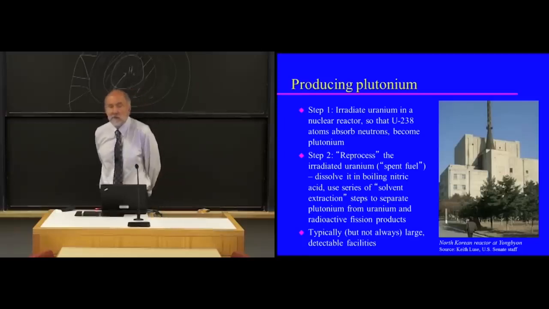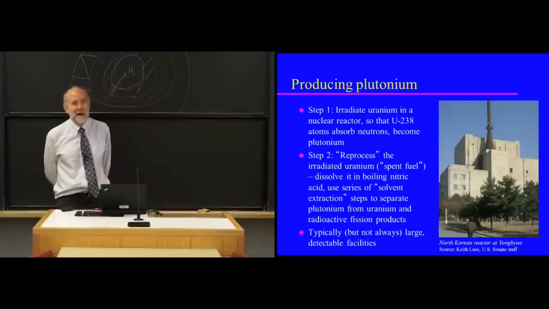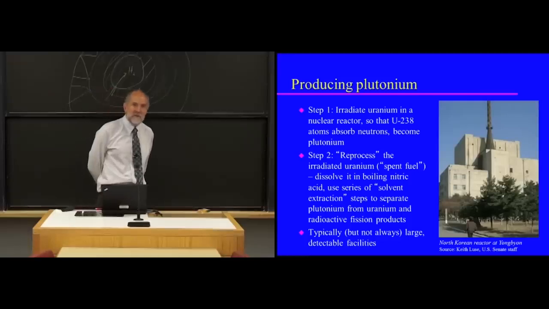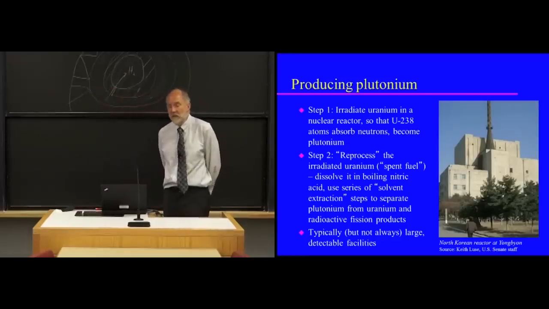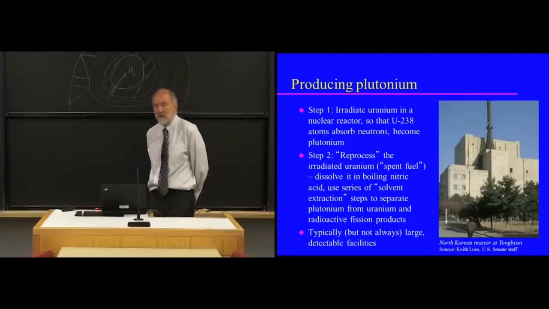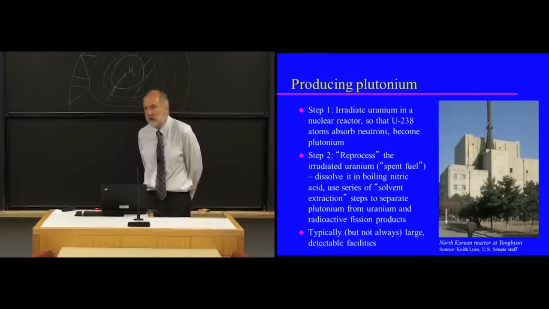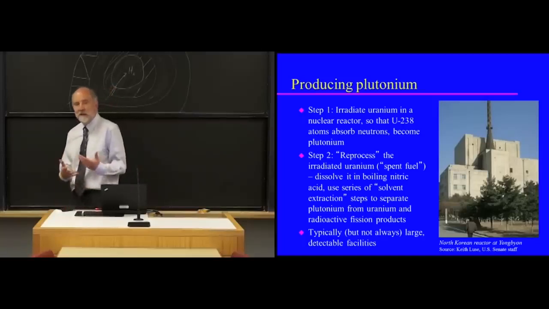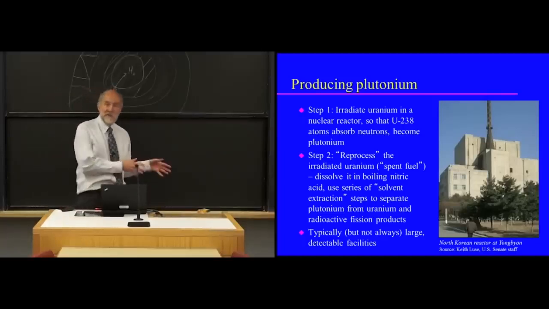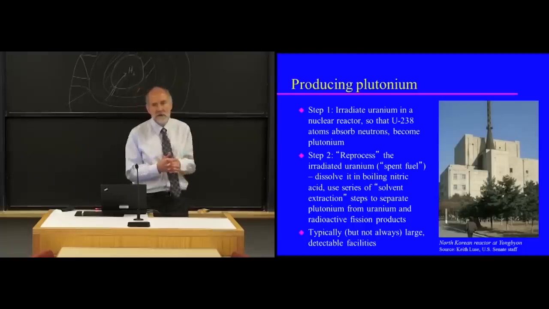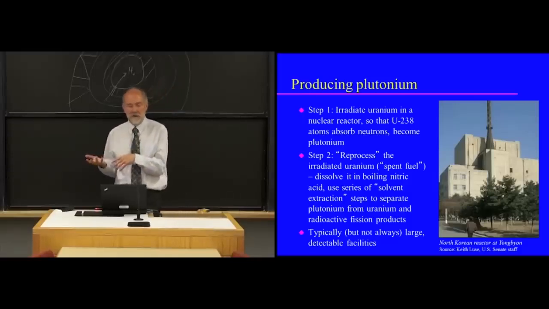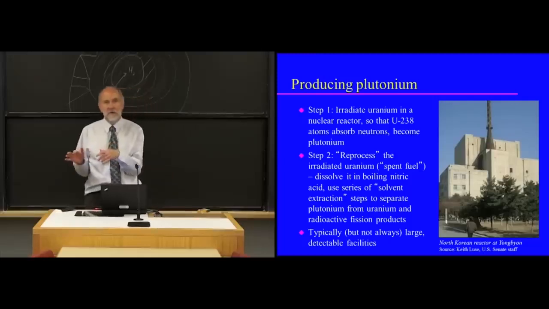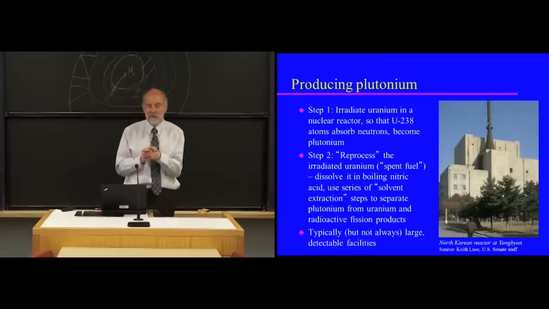All right, so you irradiate uranium in a nuclear reactor, as I said. U-238 absorbs neutrons, and it becomes plutonium. And then you reprocess the spent fuel to get the plutonium out from the other material. So what does reprocessing involve? Well, in the main technique that was originally developed during World War II and has been used since then, you chop the spent fuel into little pieces. The pieces get dumped into boiling nitric acid to dissolve the uranium, plutonium, and fission products.